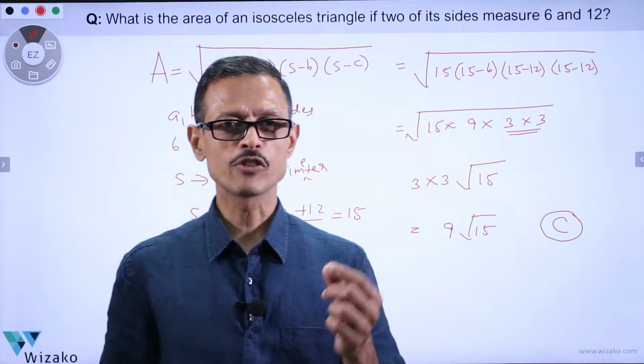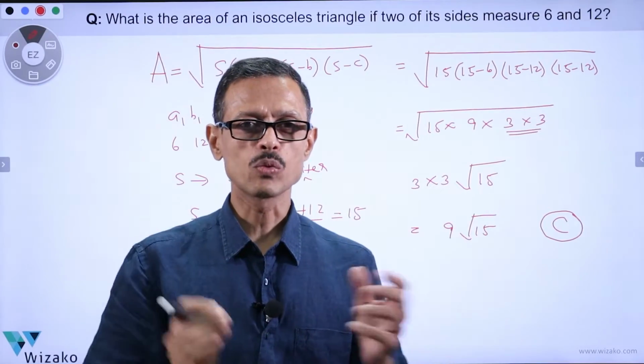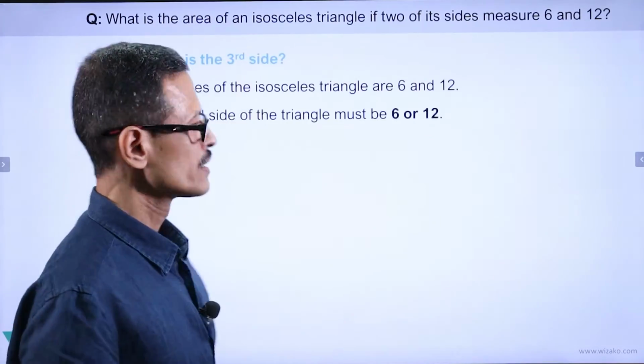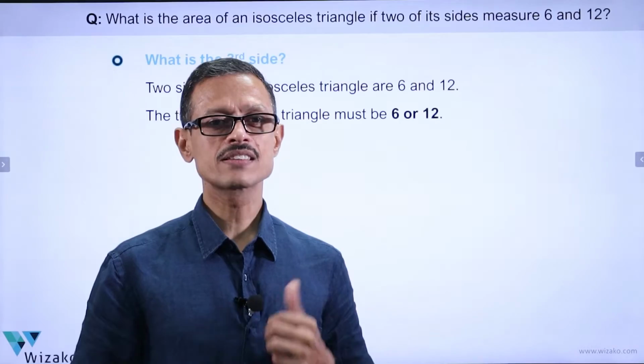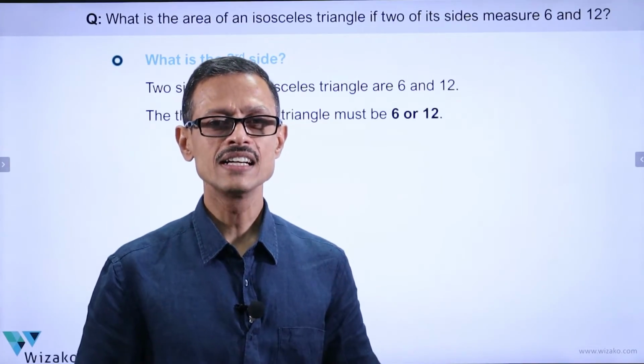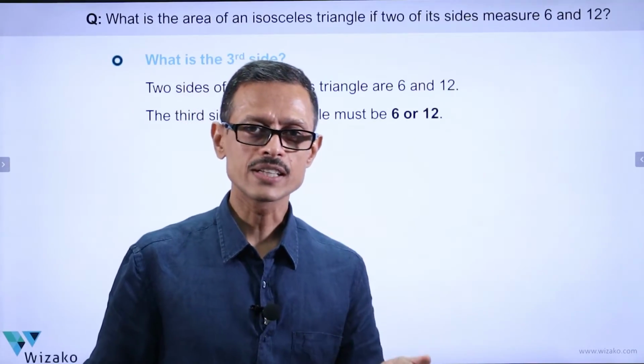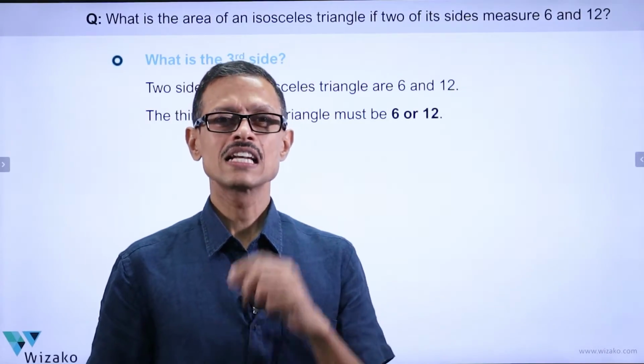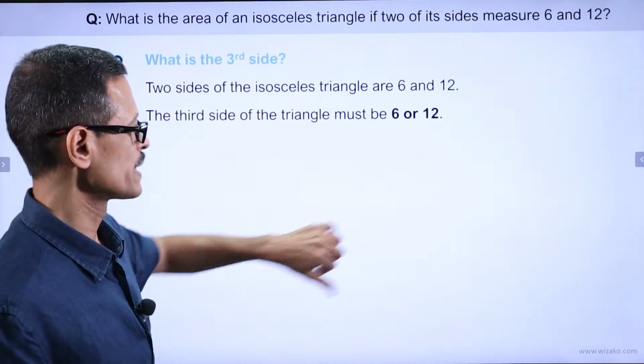Let's quickly summarize it in a printed form in about half a minute so that we have clarity on what we have discussed. First step we are doing is to determine the third side of the triangle. We know it's an isosceles triangle. Two sides are 6 and 12. So third side could either be a 6 or could be a 12. Let's check out whether 6, 6, 12 is a possibility.